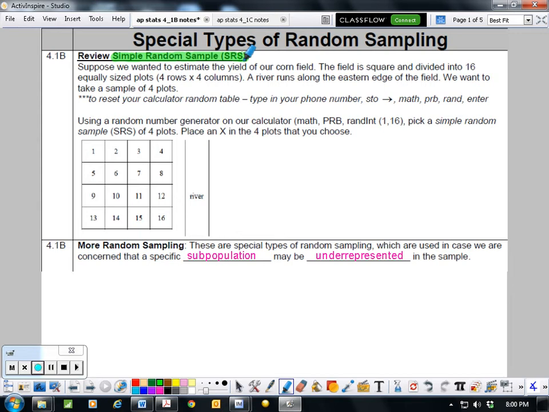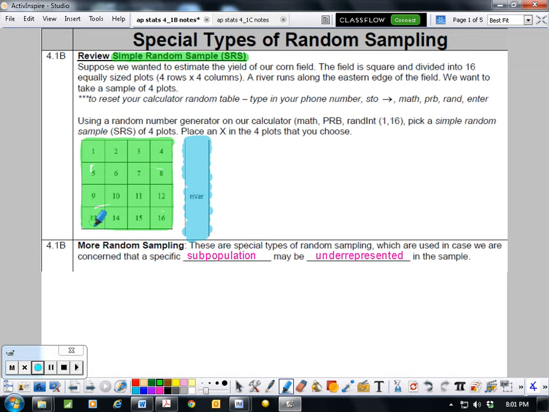So suppose we wanted to estimate the amount of corn we could get from a cornfield, or the yield from a cornfield. The field is a square and divided into 16 equally sized plots, 4 rows by 4 columns. A river runs along the eastern edge of the field. So we've got a diagram down here. We've got a river right here, and then we've got our field over here, and it's divided up into 16 plots. And we want to take a sample of 4 plots.